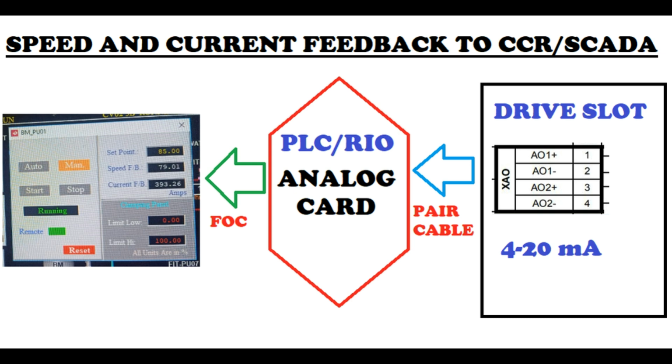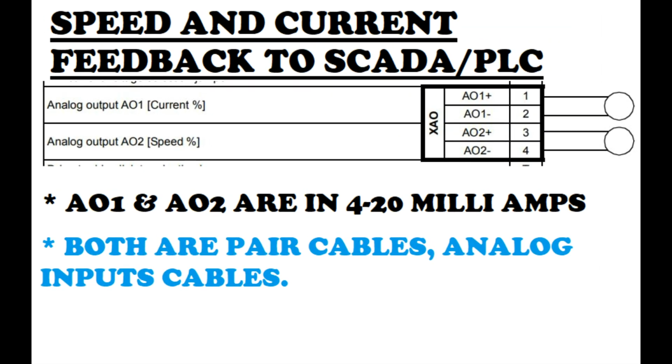So here you can see on the right hand side drive slot EO1 plus minus, that can be used for speed feedback, and similarly EO2 plus minus for current feedback. Same pair cable, it will go to the analog card that is available in RIO, and from there it will go back to SCADA. So this is a slide from the manual, you can verify it. Analog output, current percentage and speed percentage, that is sent from the VFD to SCADA.